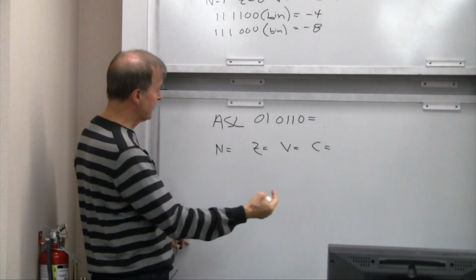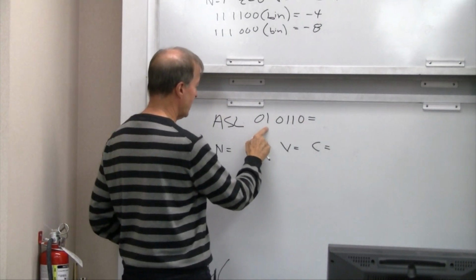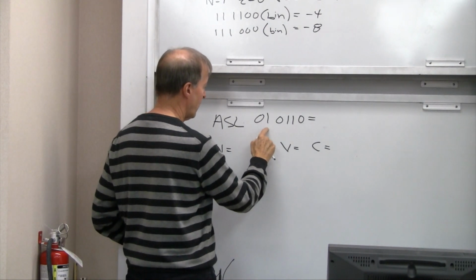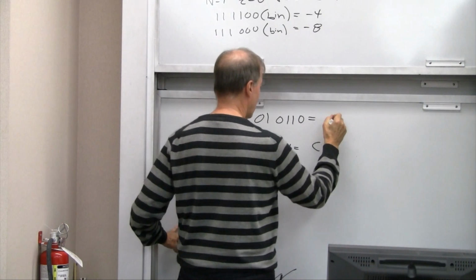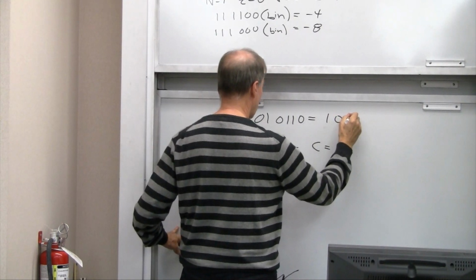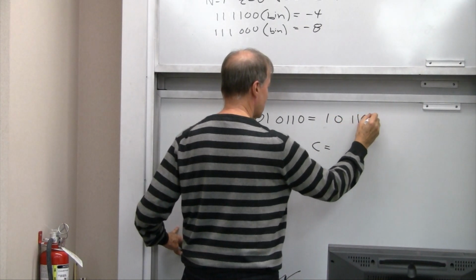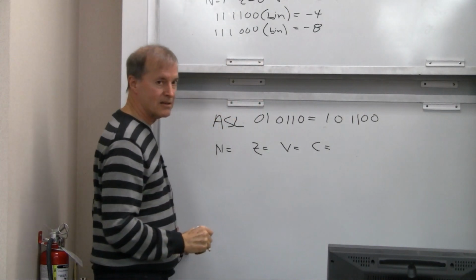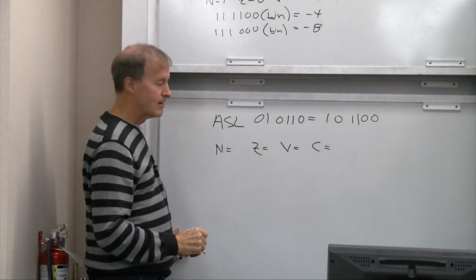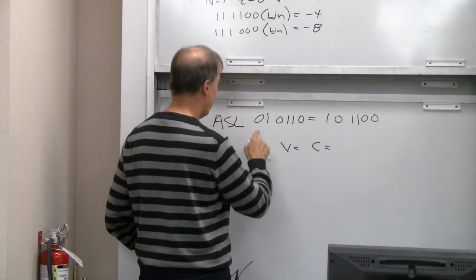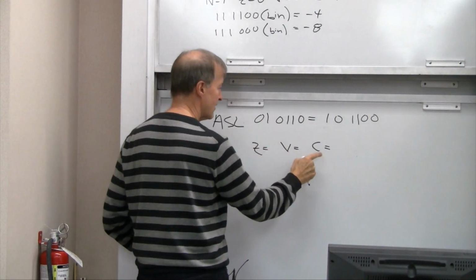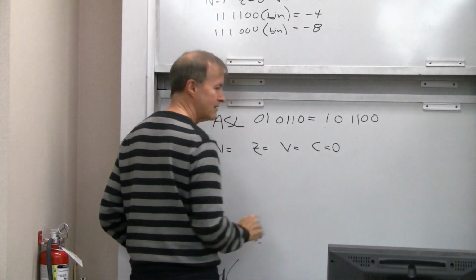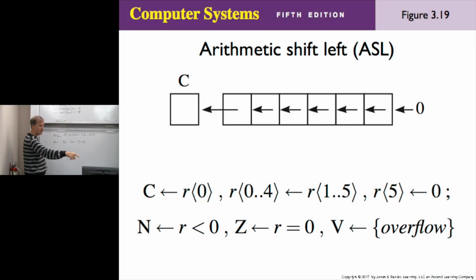So now, if we shift this left, what's it going to be? This one's going to go here, right? So it's going to be 101100. Is everybody clear on that? And now, what happened to this 0? That goes into the C. Right, by that figure. See the figure?